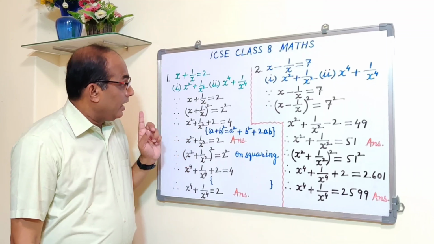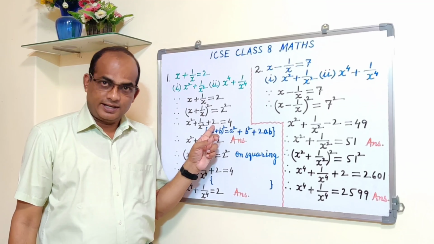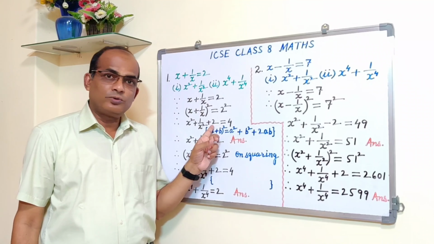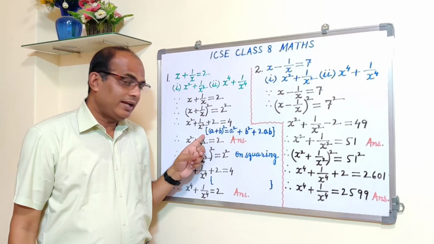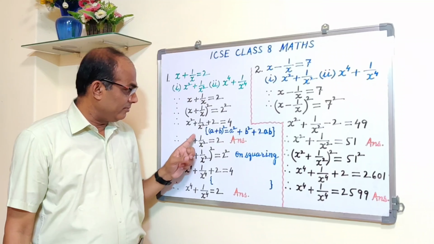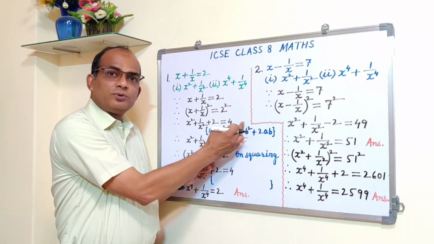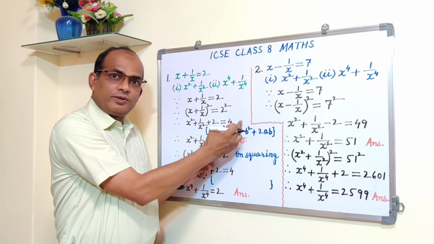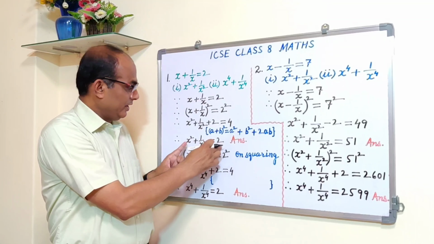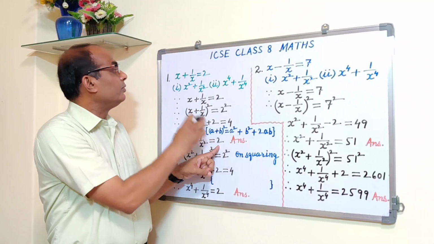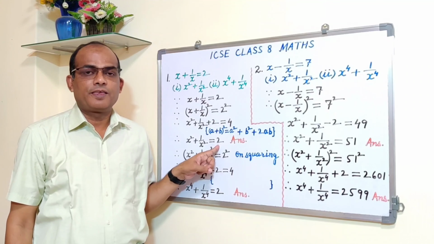Alright. Now transpose this 2 from the left hand side to the right hand side. This plus 2, when it goes to the right hand side, will become minus 2. So one more step you can write down here: x square plus 1 upon x square is equal to 4 minus 2. I have not written that, but you can write it down. And 4 minus 2 gives you 2. So x square plus 1 upon x square is equal to 2. We got the first answer.